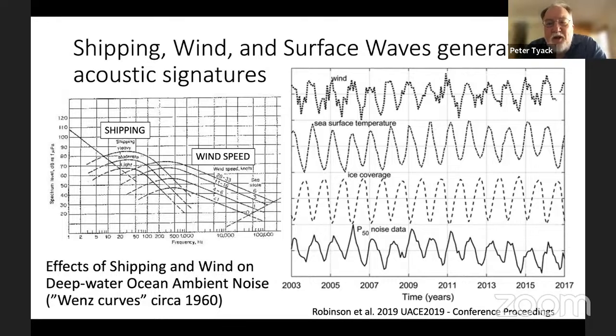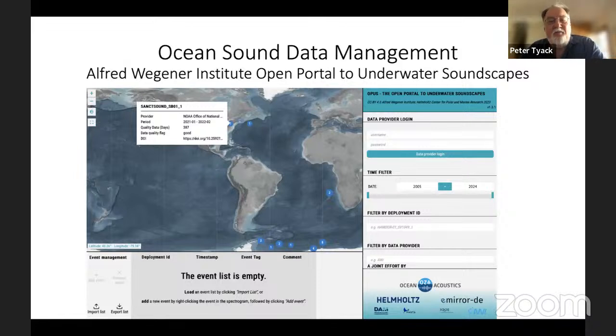So how do you sort this out? Is this because of an environmental change with ice coverage? How much is due to the wind? And a key for that is being able to dive into long-term data sets and look at the short term to see what the sources of sound are.